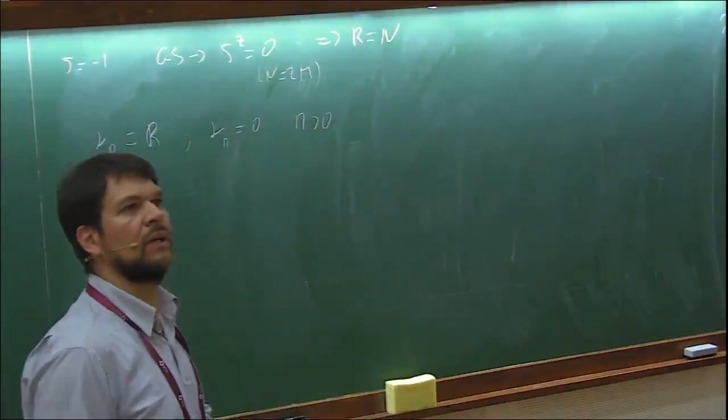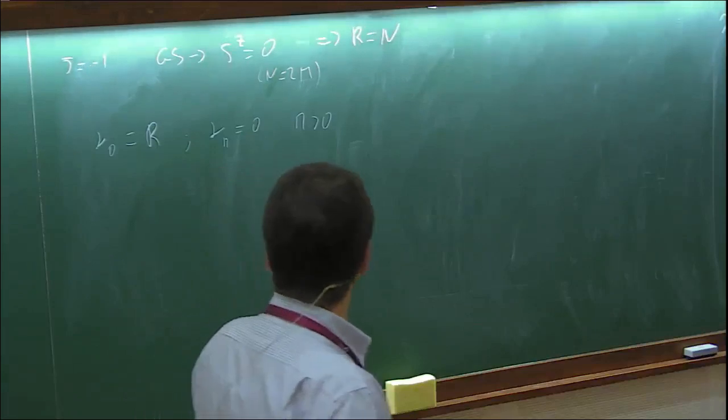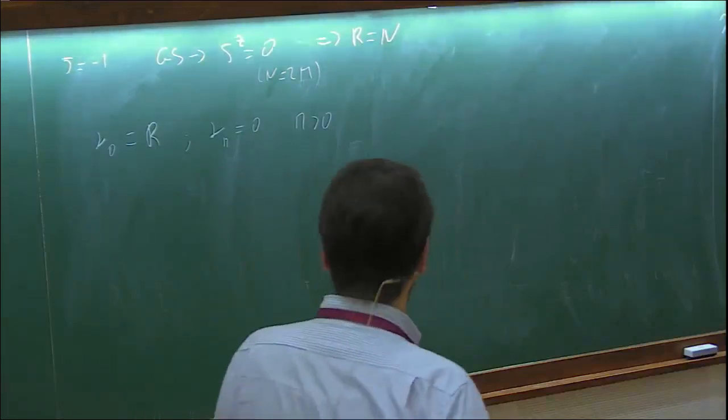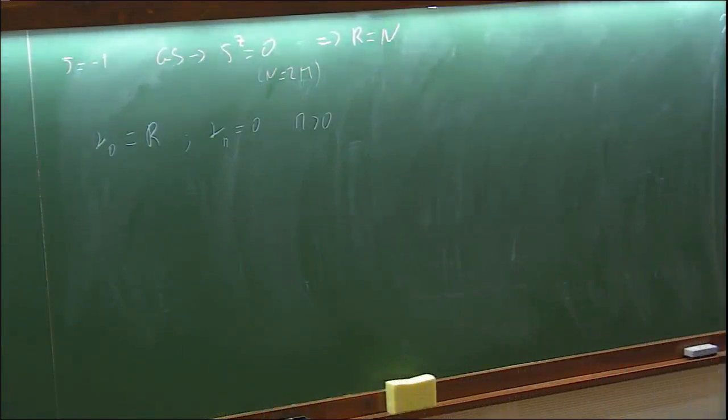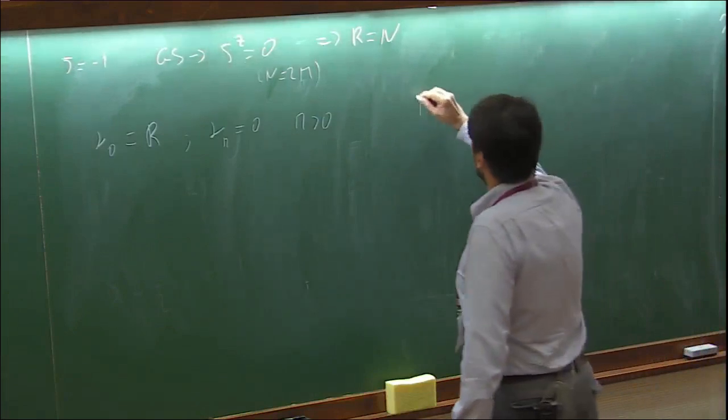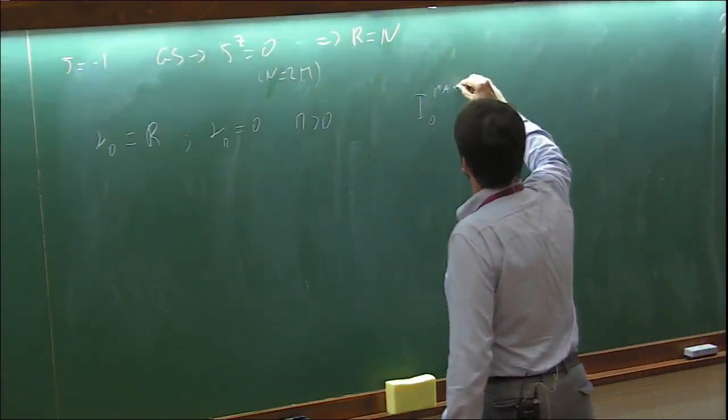Okay, so let's look at what states we have with this constraint. I use that formula that tells me how I can choose my quantum numbers. So I have to choose R quantum numbers to distribute within an interval between minus I max and plus I max, where I max is given by this formula. So let me calculate what I zero max is.